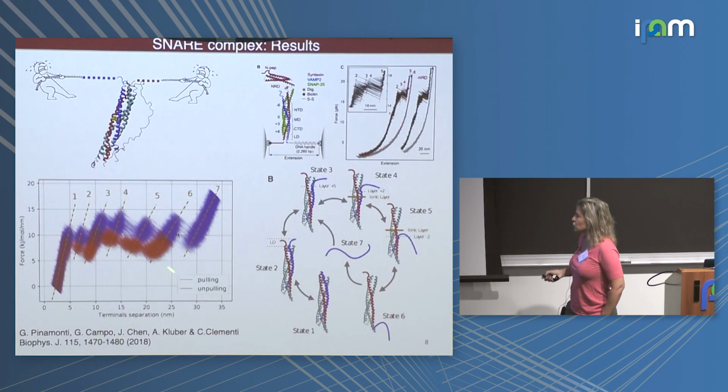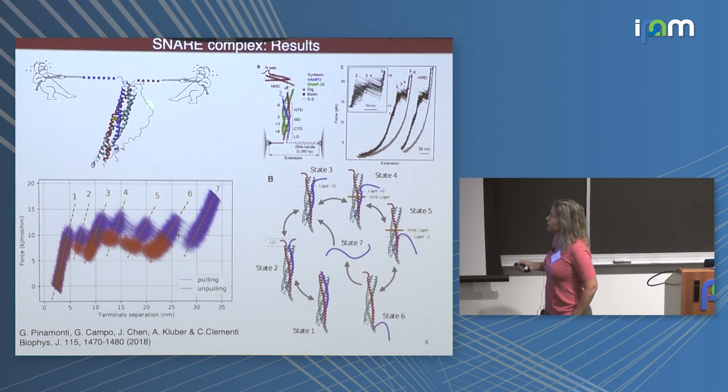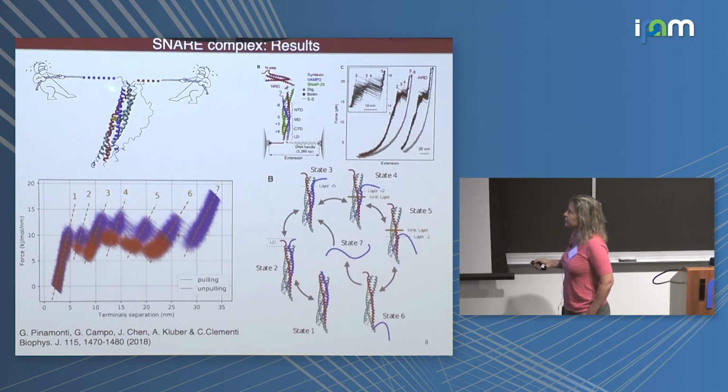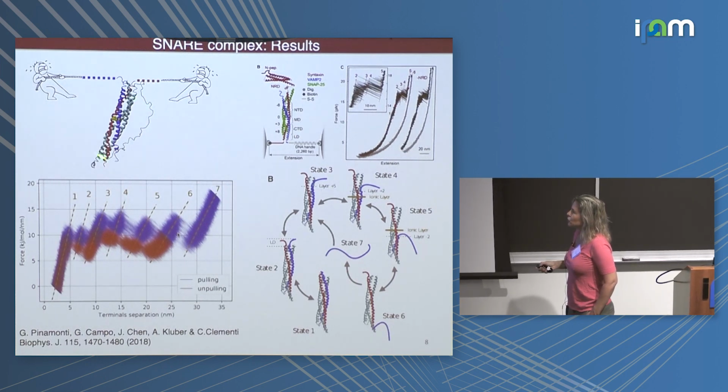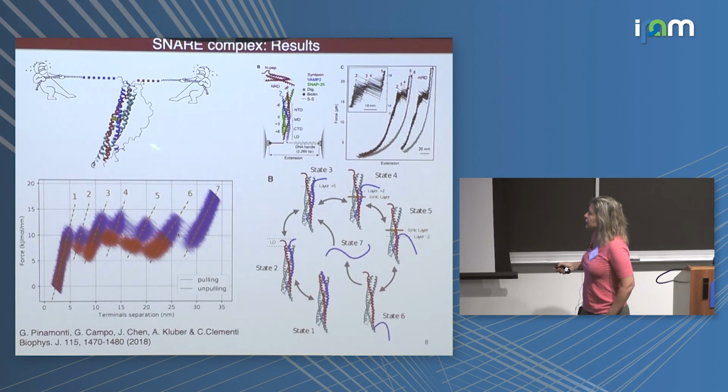This is some recent work we did in the last few years on studying the SNARE complex, this protein complex that is important for the fusion of a vesicle with the membrane that is important for neurotransmission. We studied the folding and unfolding of this large protein system, upon application of force, with this structure-based model, and we were able to reproduce several experimental results.